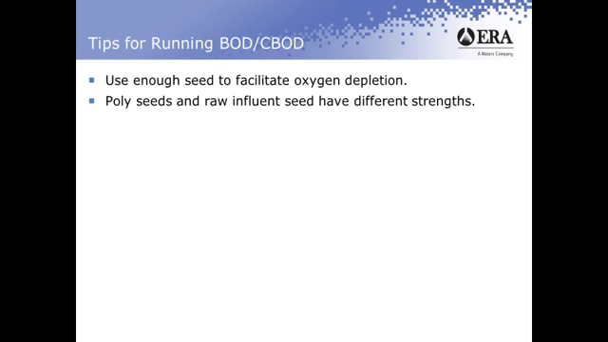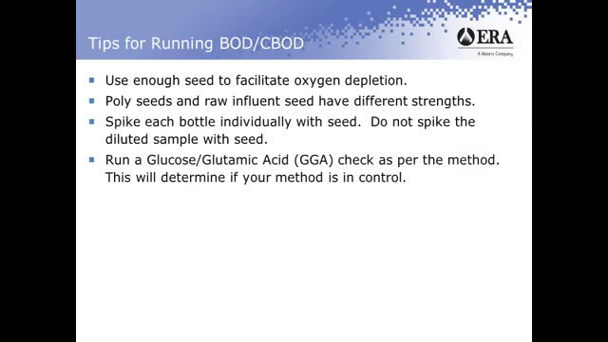Make sure you spike each bottle individually with seed. Don't spike the diluted sample with seed. The reasoning behind that is you're going to use different aliquots of the sample in your BOD bottles. So if you were to spike the sample itself and not each individual bottle, you're going to be adding different amounts of seed and it's going to affect your values. You also want to make sure that you run what's called a glucose glutamic acid, or most of you know it as a GGA standard, to check the method.